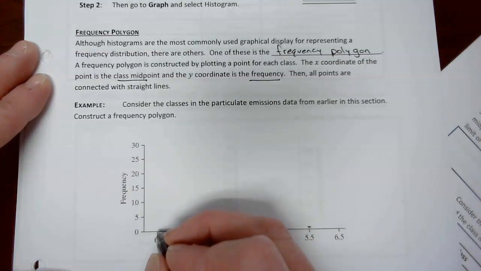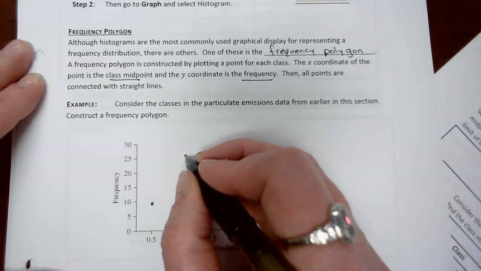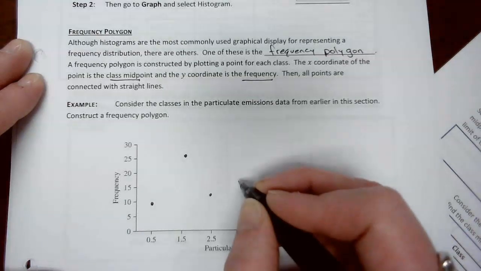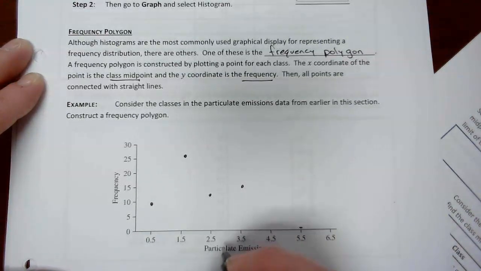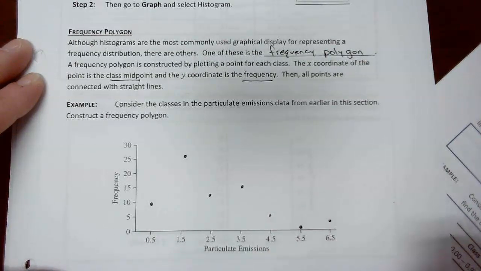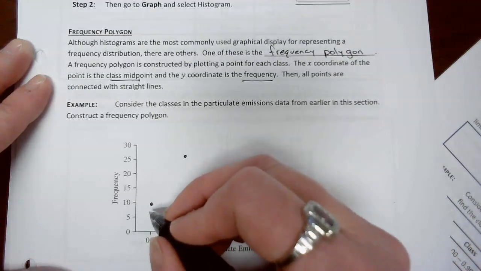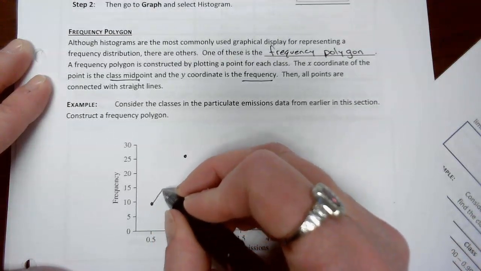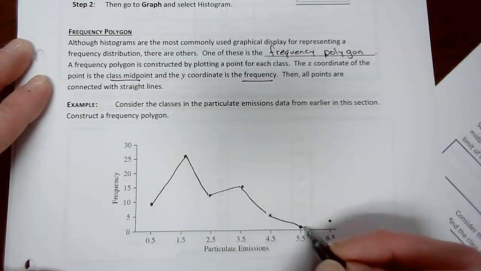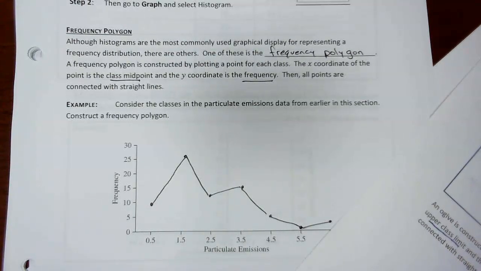So in that table on the previous page, 0.5 went to 9, 1.5 went to 26, 2.5 went to 11, 3.5 goes to 13, 4.5 is 3, 1, and 2. So notice those are at the same heights our histogram would be at. But if we're doing a polygon, all we do is play connect the dots. So if it says polygon, that just means we're connecting dots instead of making the bar graphs.